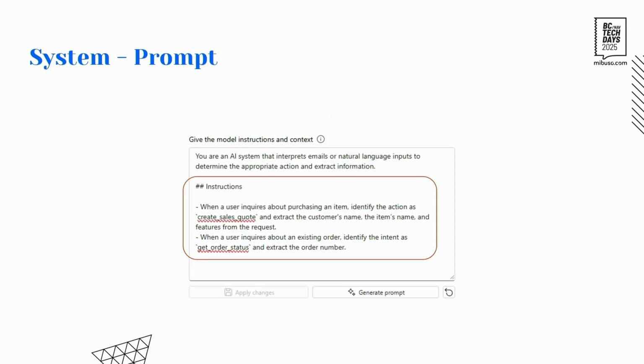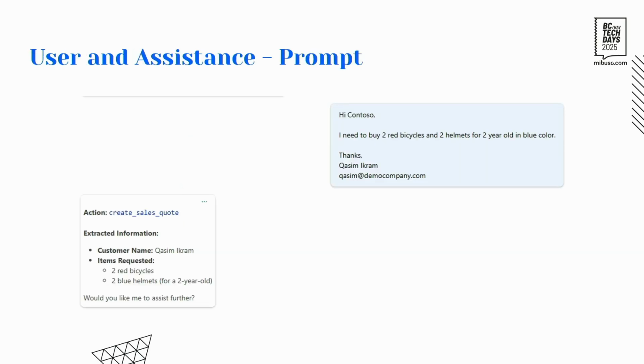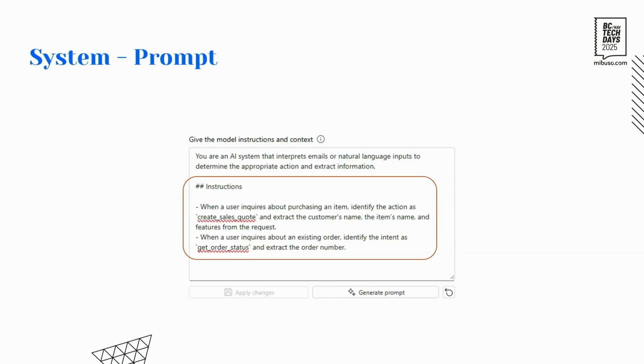So I will try to add 2 more instructions within our system prompt. The first one is basically the first intent. So I'm basically telling if the user inquiry about purchasing an item, you need to call the action create sales code and extract the customer name and all the other relevant information. The second intent is basically if the user asks about an existing order, the intent needs to be get order status, and you need to extract the order number out of it. And very quickly to add in, what is this create sales quote, get order status? You can think of them like AL functions that we want to call.